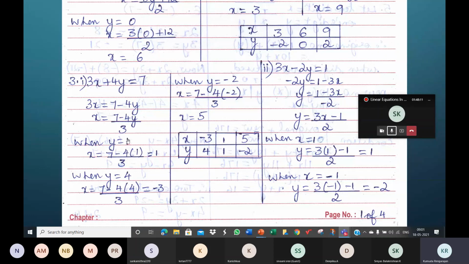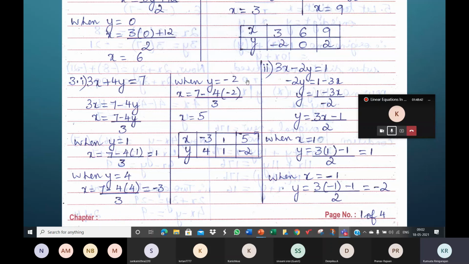So now 1 plus 3 is 4. Next take y as 4. The denominator is 3, so skip in 3s. If the denominator is 7, skip in 7s. After 1, you should take 1 plus 7, 8. Then after that, 8 plus 7, 15, like that. Now the denominator is 3. When y is 1, we found x is 1. After this, 1 plus 3 is 4. So take y as 4. When y is 4, you will get an integer value for x.